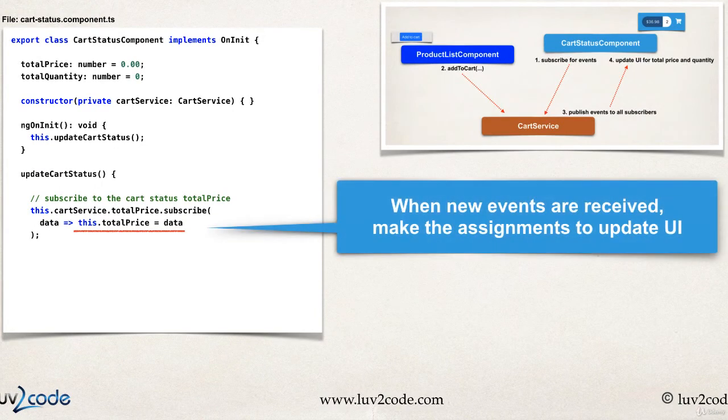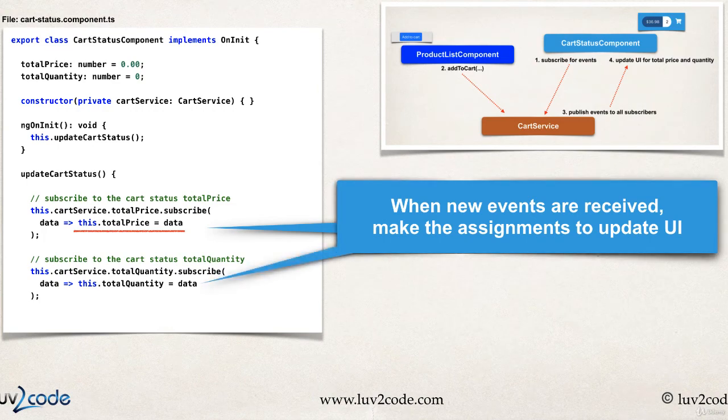And then when new events are received, we simply make the assignments to update the UI. So whatever data comes back, I say this.totalPrice equals data. That's data being sent from, or published by, the cart service. And I do a similar thing here for total quantity. So data, again, that's being sent over, we receive it, and then we assign it accordingly so we can update our user interface.